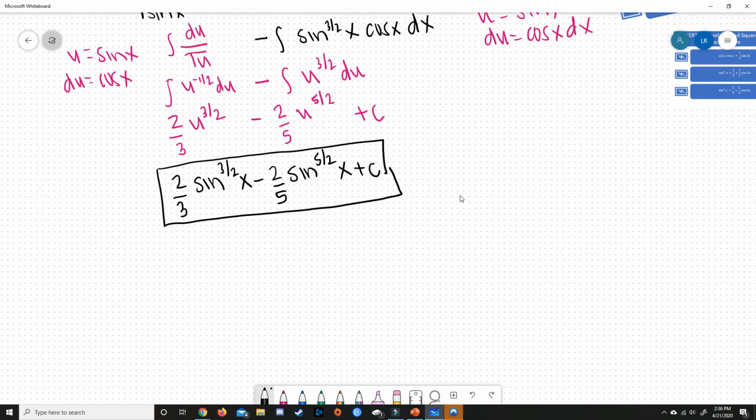So I have one I would like you guys to do. I would like you to find the integral of sine to the 6th power of x times cosine to the 3rd power of x dx.